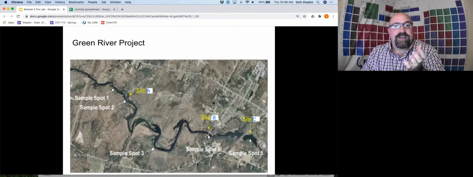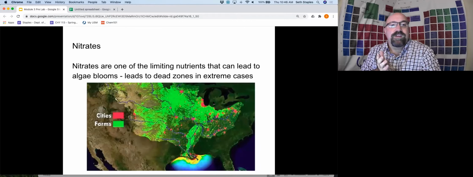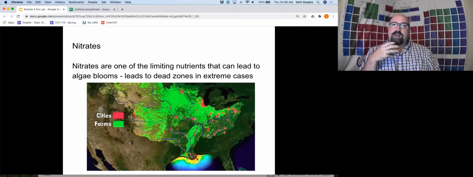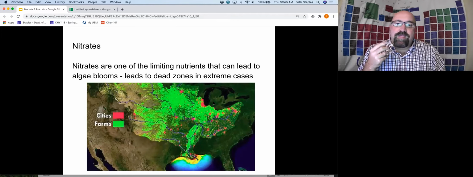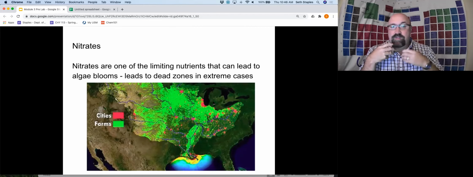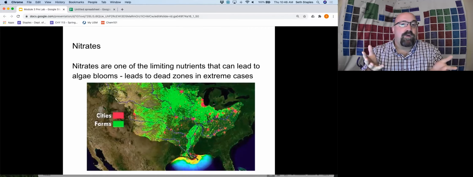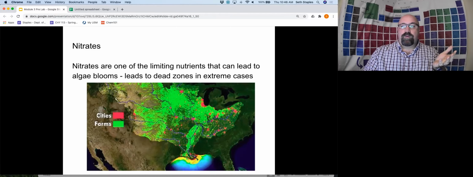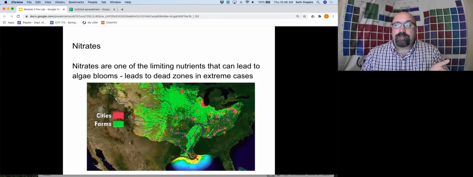Nitrates are particularly important because nitrates are typically one of the limiting nutrients in an aquatic system that, when there is an excess amount, can lead to some algae blooms, which is precisely one of the problems that we are seeing at Site C in the Green River. In very extreme cases, these algae blooms can lead to huge dead zones within water bodies. And we see a good example of that in the Gulf of Mexico.